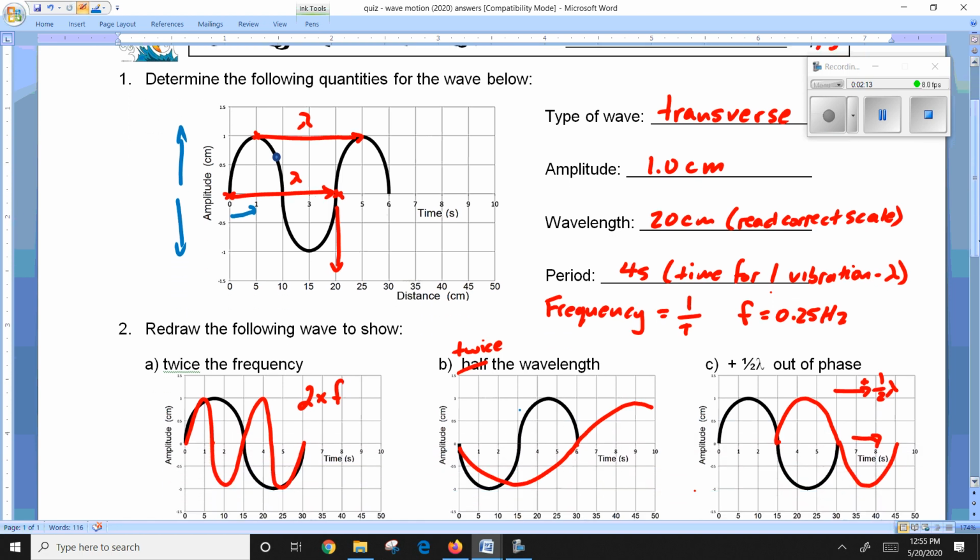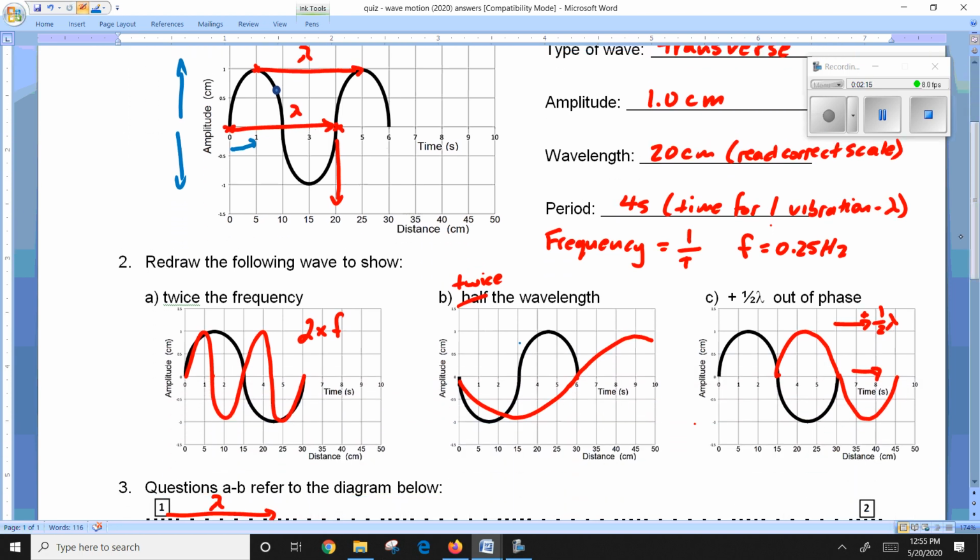All right, next we're looking at some wave properties. I'm looking at something like twice the frequency. The wave is happening twice as often. So in here, we're going to have twice the number of vibrations. Instead of a crest, I'm going to have a crest and a trough. So just draw a doubling of the wave in each unit of time.